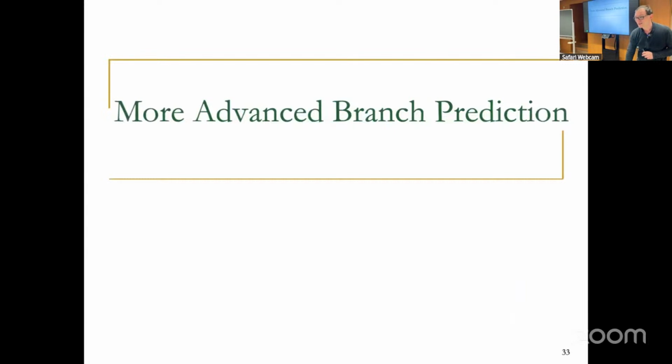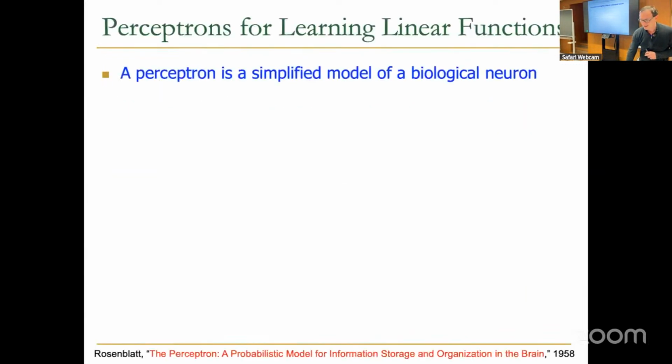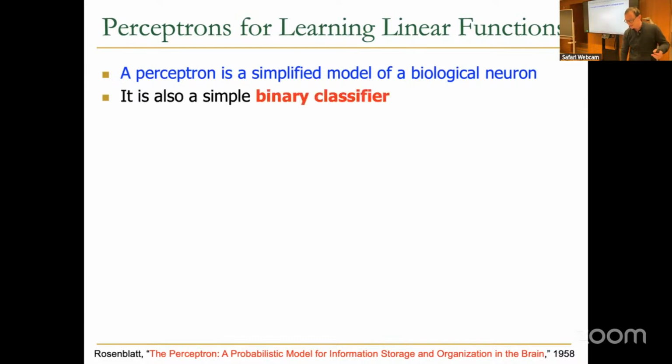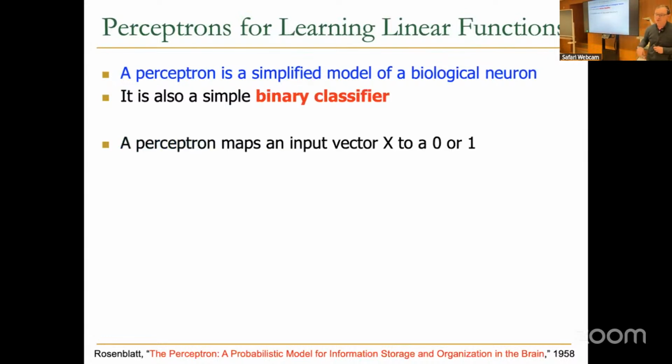Any other questions? Okay. Now let's talk about the Perceptron, since many of you may not remember or may not know it. This was developed in the 1950s. It's really the smallest type of, I don't want to even call it a neural network. It's a one-layer neural network. Basically, it's a simplified model of a biological neuron, as people understood at the time. It's also a simple binary classifier. Basically, it maps an input vector x to a 1 or 0.